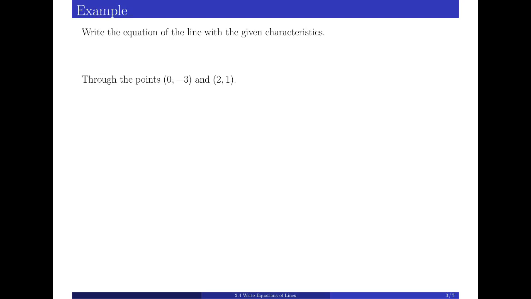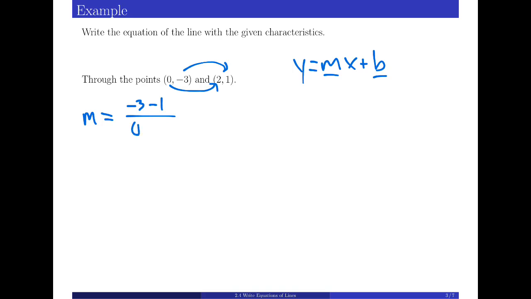Another case could be that we are given 2 points that the line goes through. So on this one, our line goes through the points (0, -3) and (2, 1). So again, we're trying to put this into slope-intercept form. So we need to find a slope and we need to find a y-intercept. Well, between 2 points, we know how to find the slope. We can use the slope formula. So I'm going to do -3 minus 1 over 0 minus 2. And that gives us -4 over -2, which is a positive 2. So the slope that we want is 2.